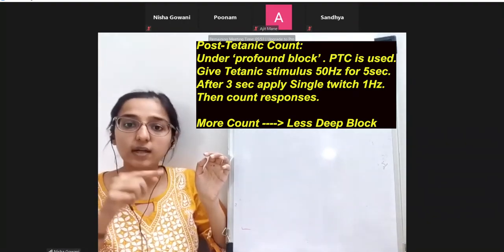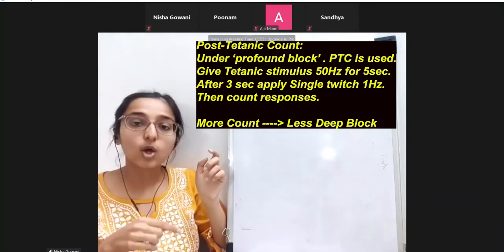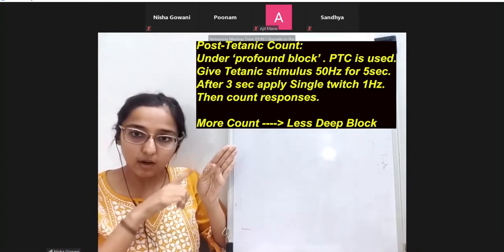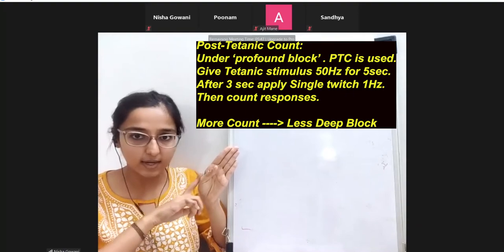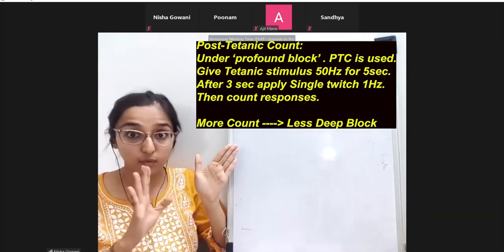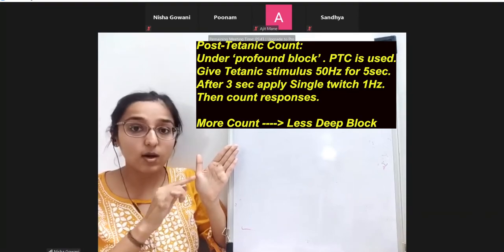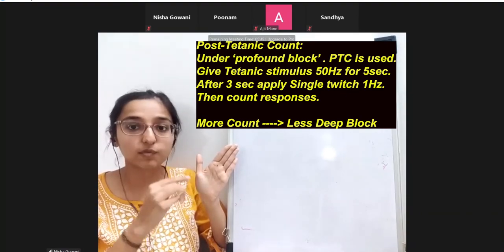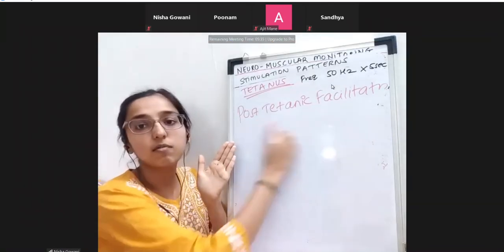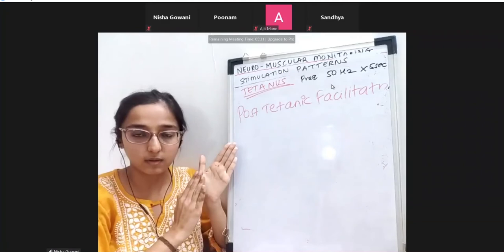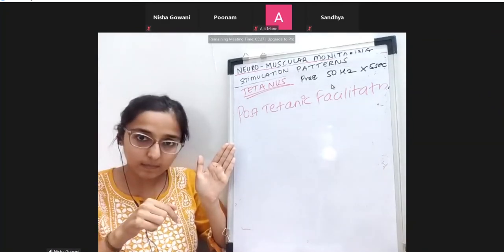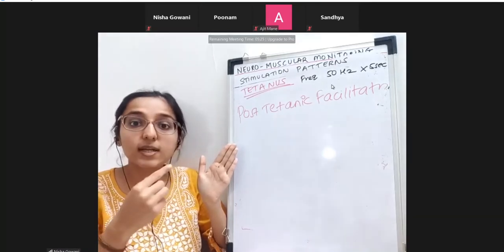So single current is getting delivered. Now, after this has occurred, tetanus happened, 5 seconds we waited, then relax happened. Then you have to wait for 3 seconds. So from 3 seconds onwards to 2 minutes, this phenomenon will be present. During that period, I will press single twitch and I will see the post-tetanic count.